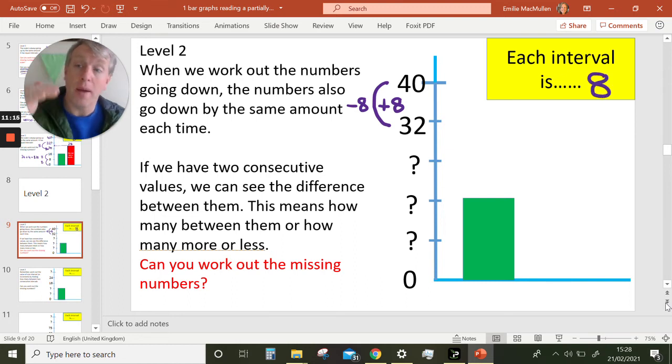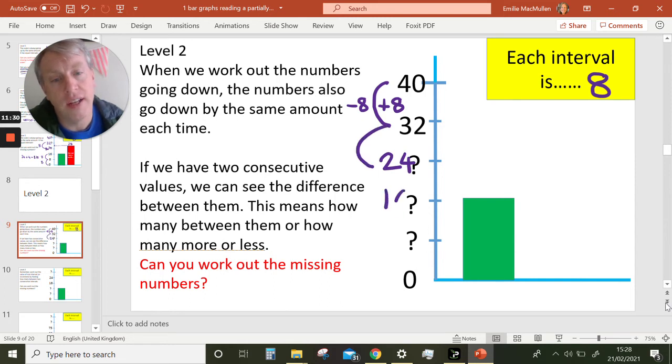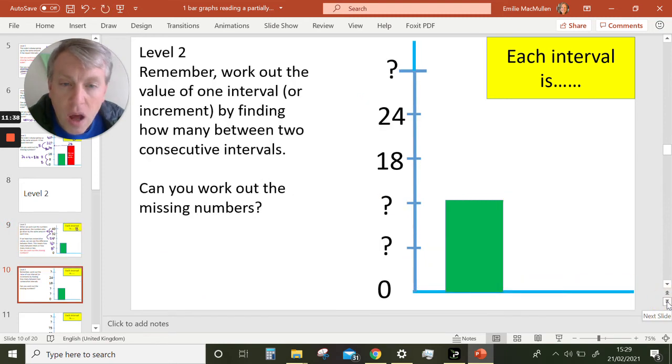So now I'm going to be counting not up in jumps of the same number, but down in jumps of the same number. So 40, 32, 8 less, 24, 16, 8, and 0. So this is how we do it. Oh look, we've got another one here.